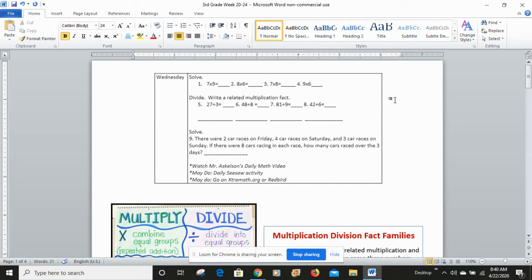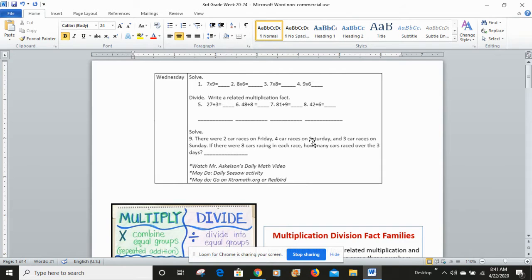Hi, third graders. Let's look at our matrix and see what we're working on in math for Wednesday. It says solve, and here you'll see some basic multiplication facts, and then we'll see some division facts. And the directions for the second part with division says write a related multiplication fact. And then there's a story problem that you can solve.